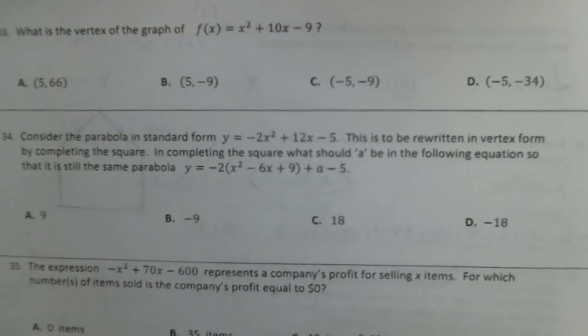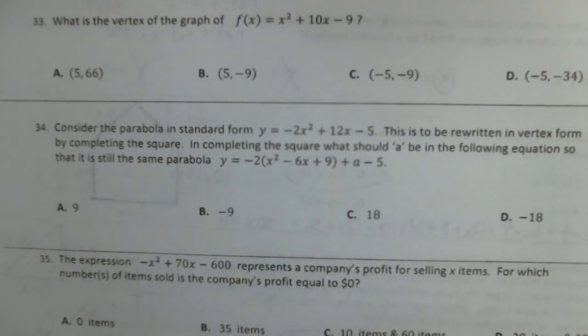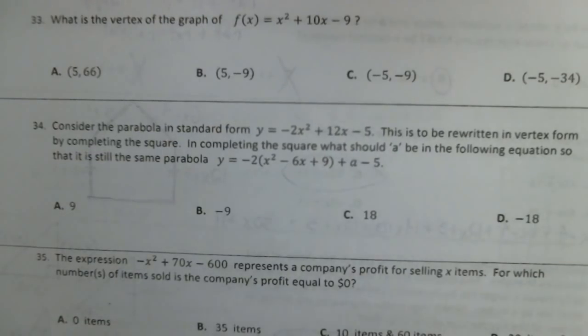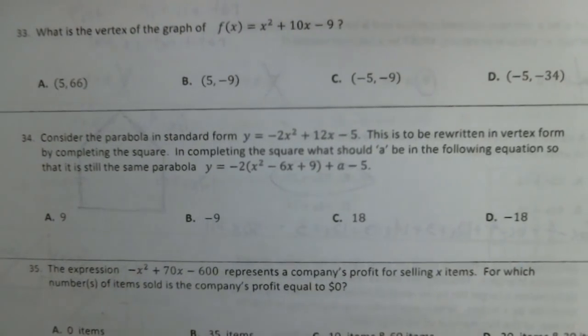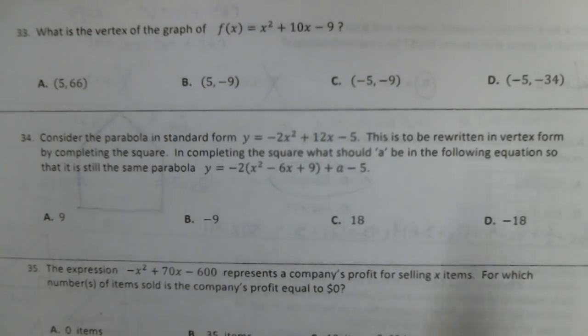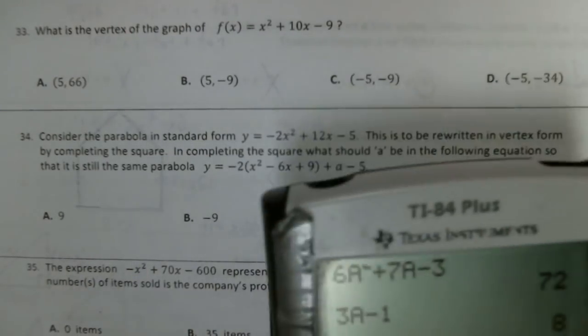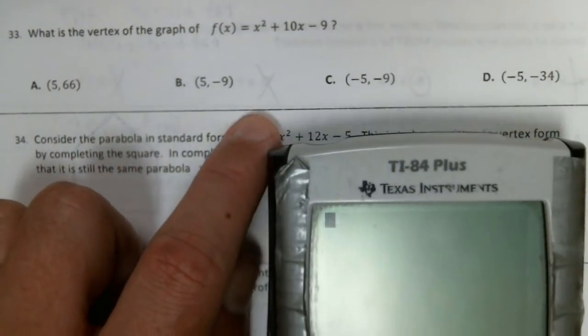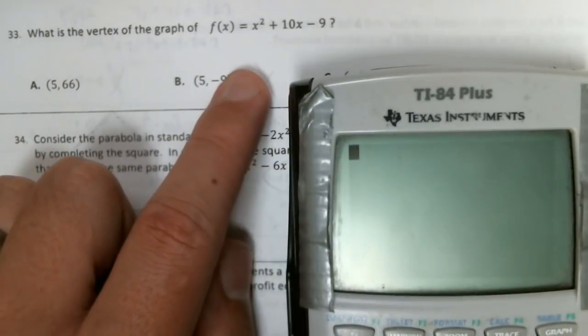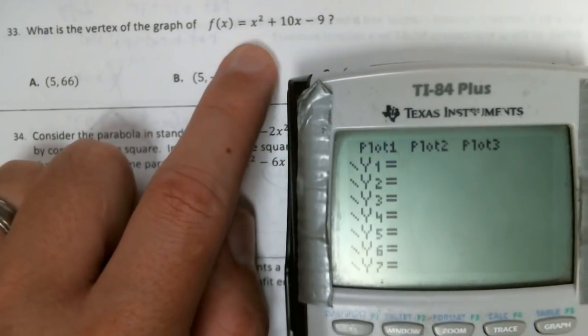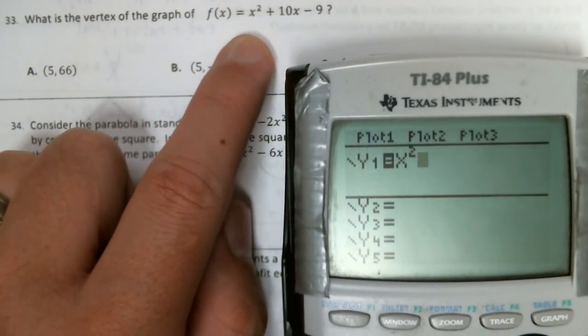Flip on over to the back. What is the vertex of the graph x squared plus 10x minus 9? Okay, there are two ways to do this. There's an easy way and there's a hard way. Hopefully this will be a calculator problem. You can use your calculator on this. Alright, so I'm going to type this in. I'm going to go y equals, type in my quadratic, x squared plus 10x minus 9.